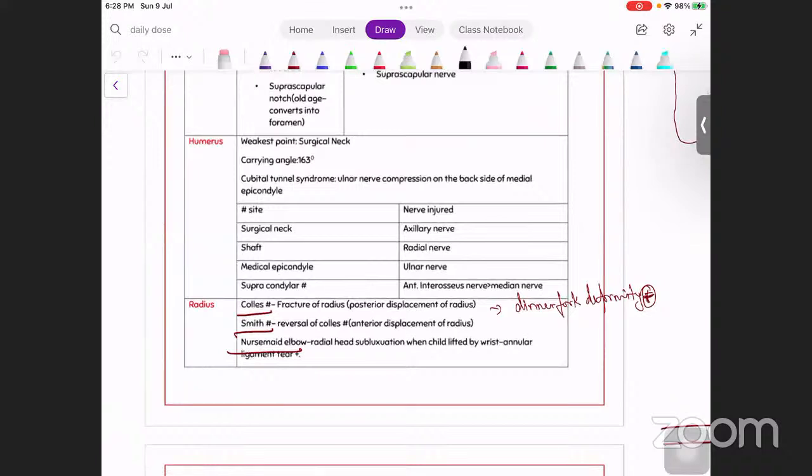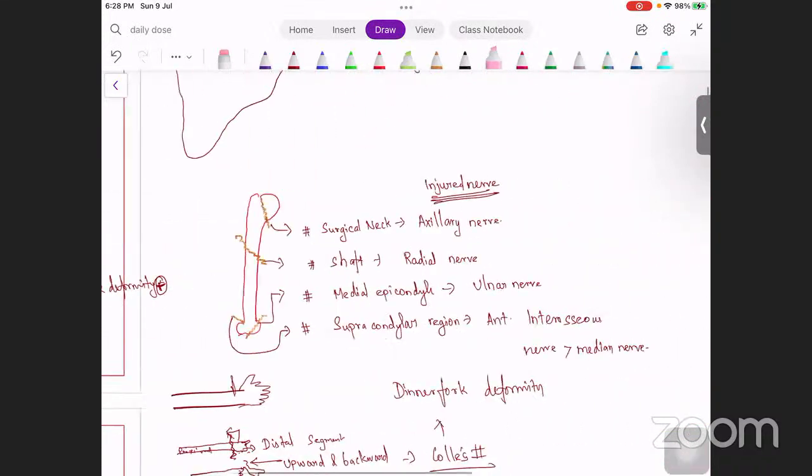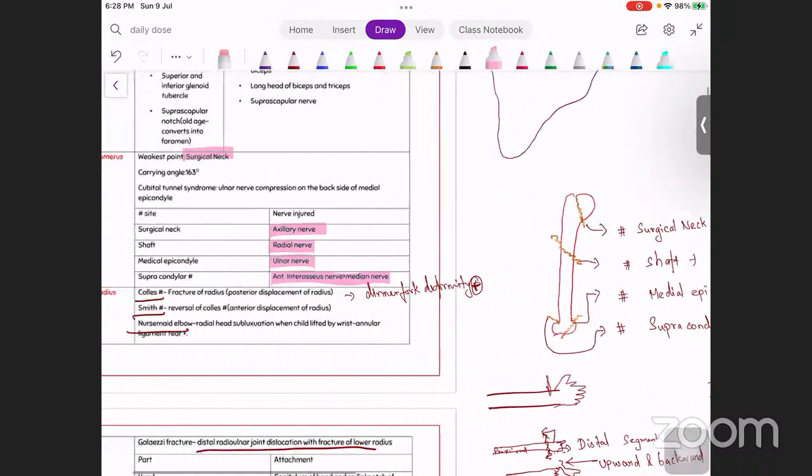Then you have the humerus. The weakest point of the humerus is the surgical neck. Fracture of the surgical neck could result in axillary nerve injury. Shaft fracture could result in radial nerve injury. Medial epicondyle fracture could result in ulnar nerve injury. Supracondylar fracture could result in anterior interosseous nerve injury, which we had given and written here.